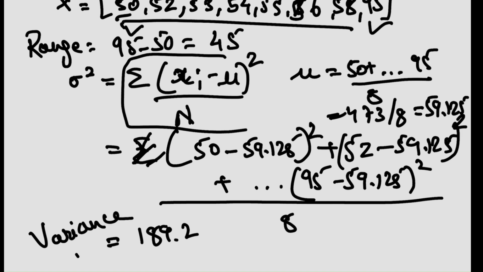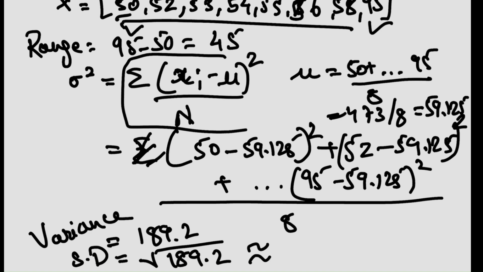Now if you want to find the standard deviation, you take the square root of 189.2, which is approximately equal to 13.75. So 13.75 is the standard deviation that I have calculated. So we have seen the three measures of dispersion. First is range, then variance, and then standard deviation.